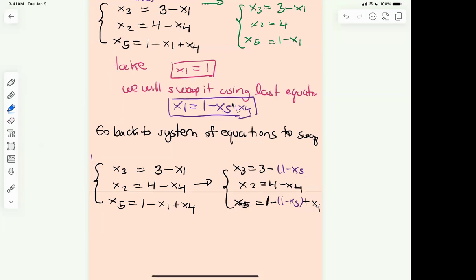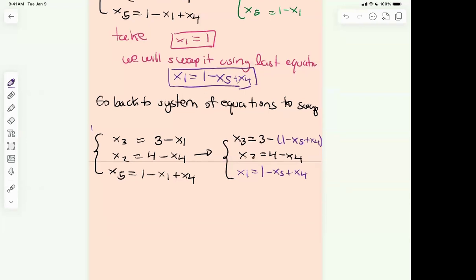Oh, sorry. Yeah, no, so I have to change. Yes, that's what I was going to change next. So let's see. So this becomes plus x4. Okay, that's good. This is fine. And the other one is just like that. X1 is 1 minus x5 plus x4. So you see now we're deciding to write everything in terms of x5 and x4, but just to make it more clear, let's do some simplifications.